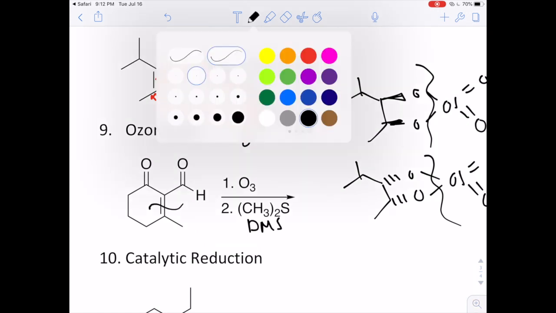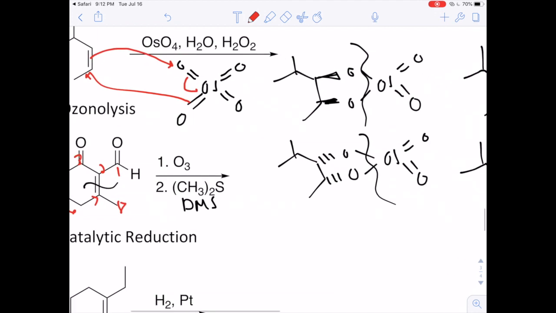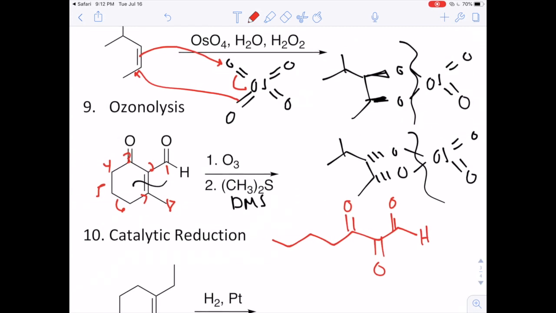So let's number this ring. So 1, 2, 3, 4, 5, 6, 7, 8. So let's draw an 8-membered chain, sorry. 1, 2, 3, 4, 5, 6, 7, 8. So on carbon 1, we didn't touch that aldehyde, so we can keep it. On carbon 2, we cleaved that double bond, so we should expect a carbonyl to be placed in that position. Carbon 3, we already had a ketone. 4, nothing. 5, nothing. 6, nothing. 7, we did cleave at that position.